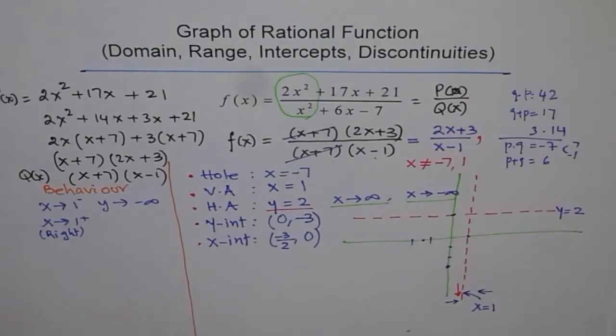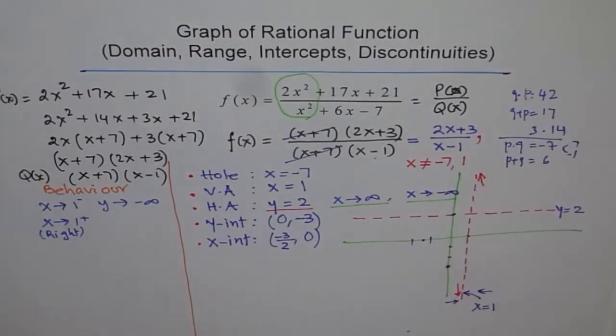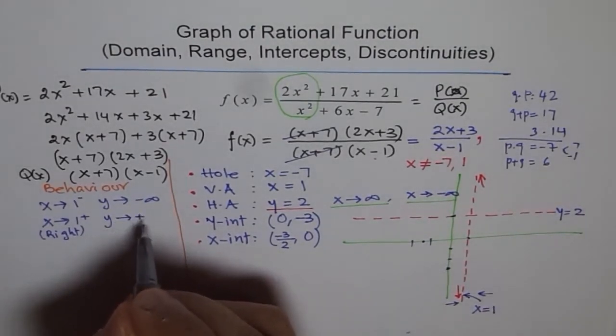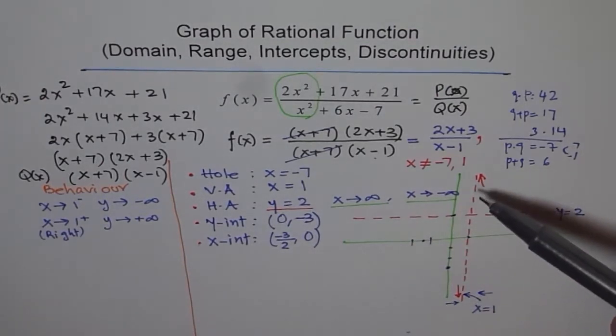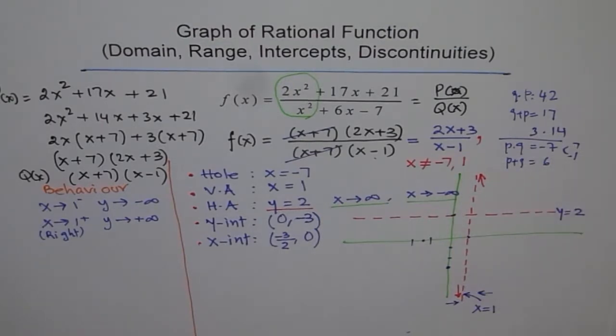So that means we are approaching positive infinity. That is my behavior near the asymptote, and I can write here as y approaches positive infinity. You understand? That is the behavior of our graph near the vertical asymptote for the given rational function. Correct? We will do the same thing now for the horizontal asymptote.